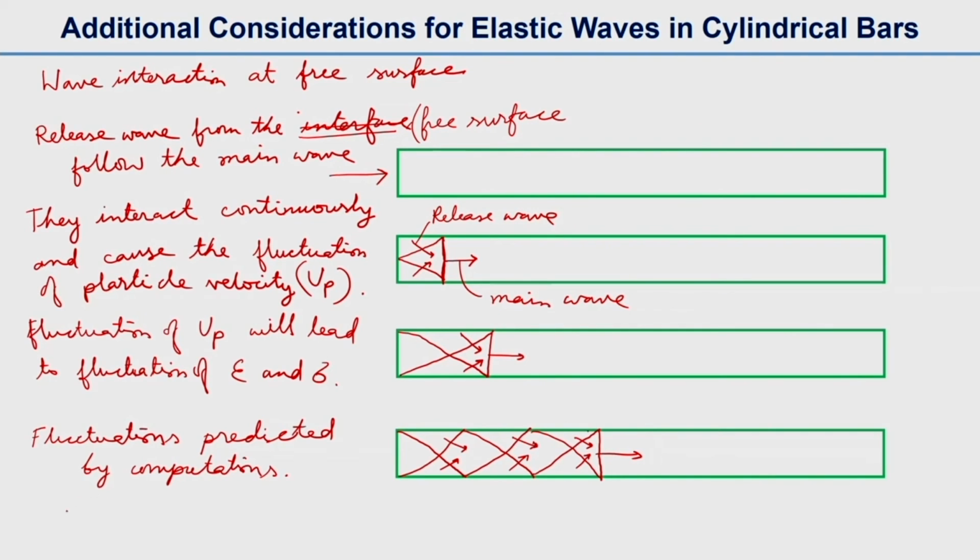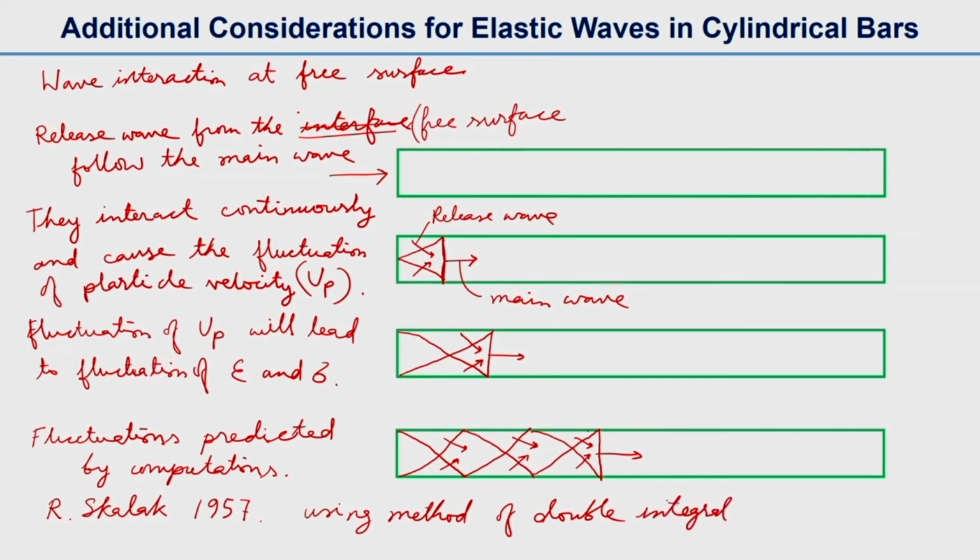For example, R. Skalak has computed these stress wave predictions in 1957. He used the method of double integral transform to solve the problem of this impact of a cylindrical projectile on a cylindrical rod. Oh sorry, this particle velocity, I have made a mistake in the spelling. So particle velocity UP. So now we will discuss another aspect of it.